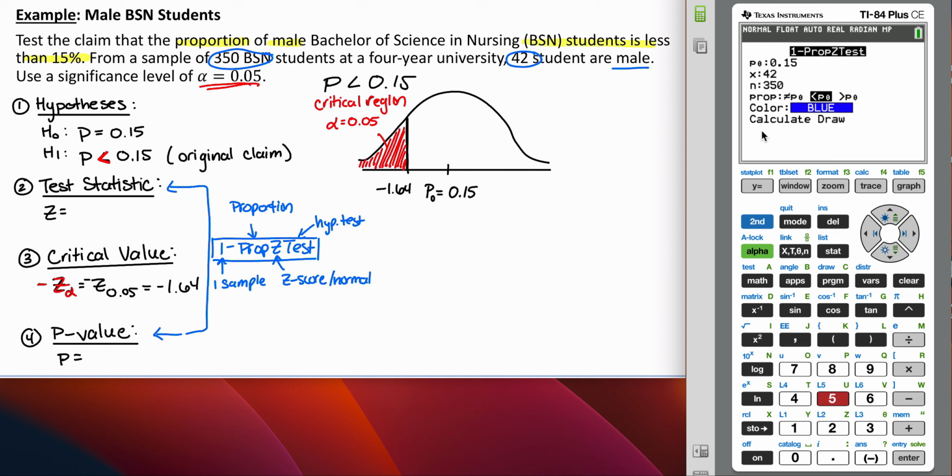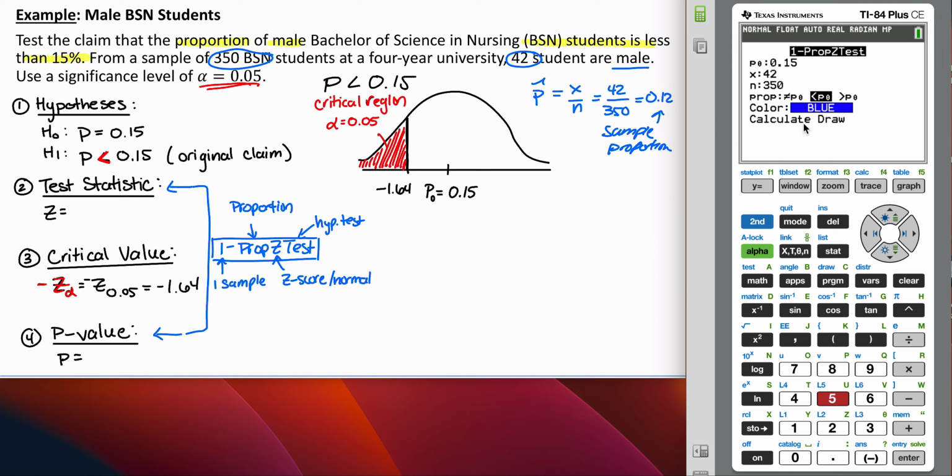And it's going to ask you to put in some information. So the first thing that you're going to type in is your p-naught value, which is 0.15. Then you're going to type in your x value and your n value, because x over n is what's going to give you p hat. So p hat is x over n. In this particular problem, that's 42 over 350, or 0.12. So that's your sample proportion. That's called your sample proportion. So that's what a p hat value is.